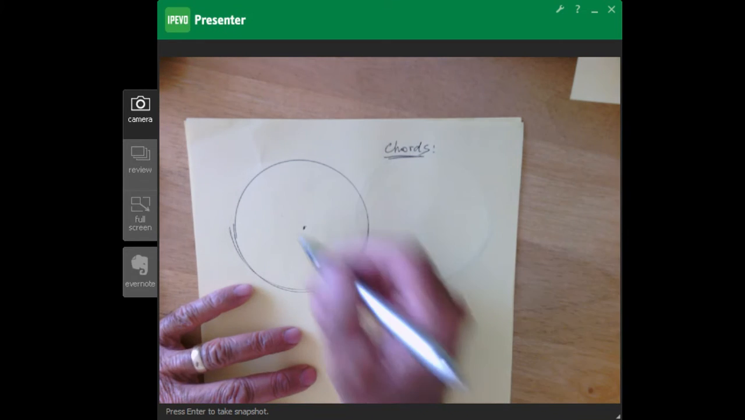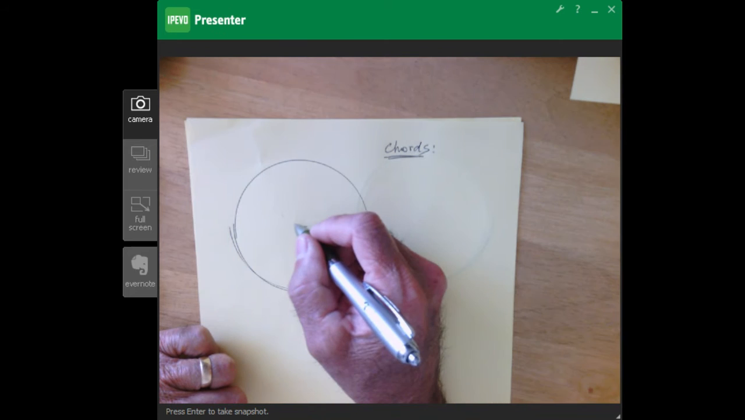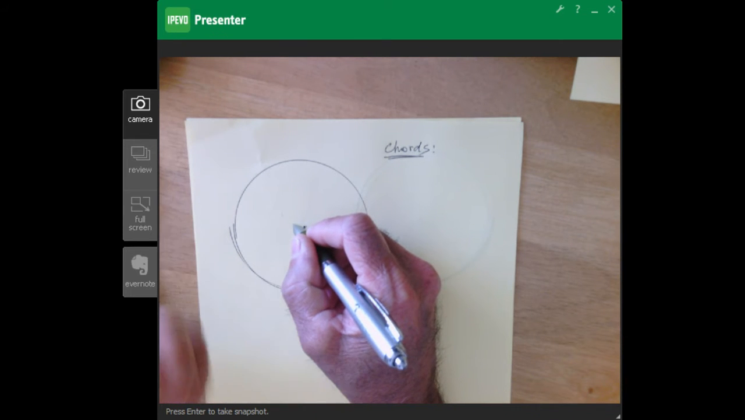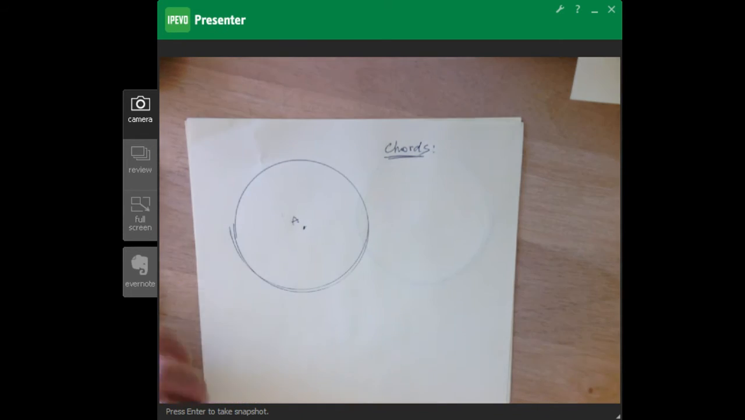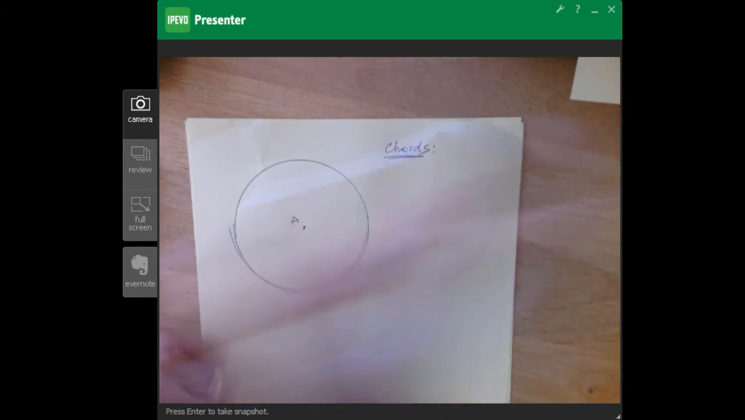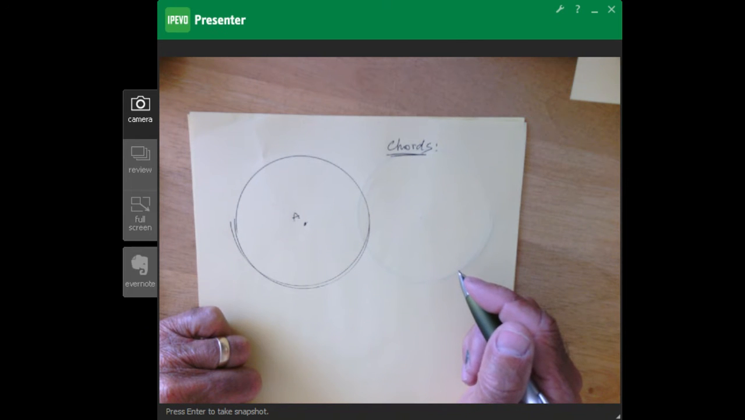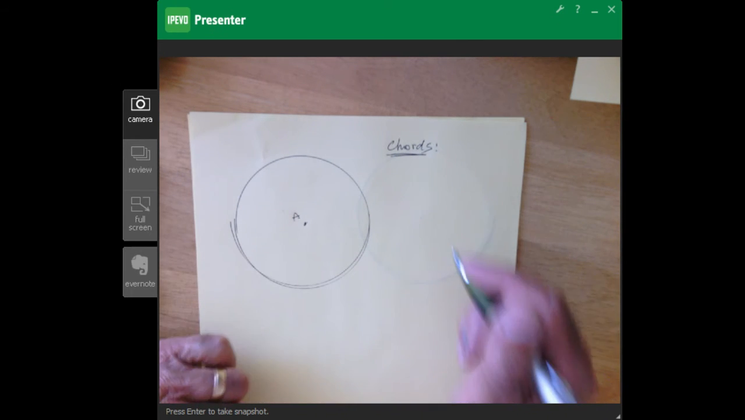Okay, so we just started with circles. And so here we have a circle right here. The next thing we're going to talk about is chords. So what is a chord? We're going to define a chord and show you how to represent a chord and how to name them and a couple of different types. So mainly just chord and a diameter, which is a type of chord.